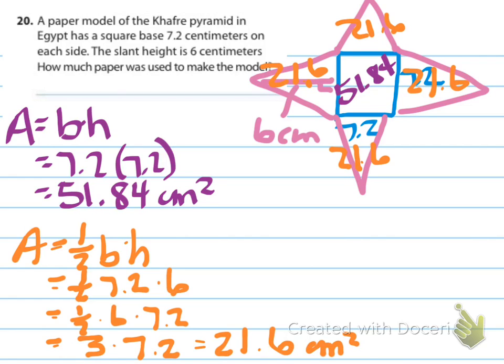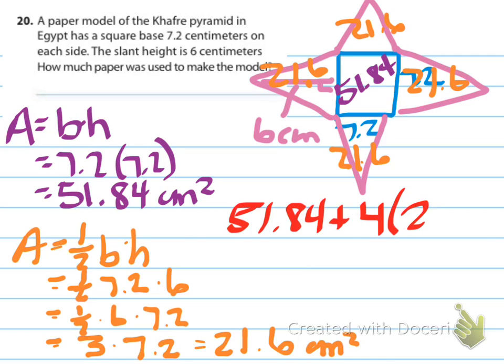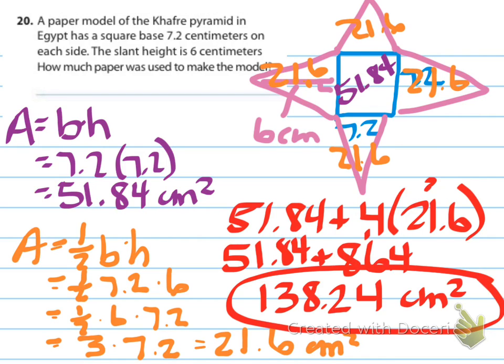Okay, so now to find the answer to the problem, I'm going to do 51.84 plus 4 times 21.6. And that comes out to 138.24 centimeters squared. Yay! So that's not going to kill you.